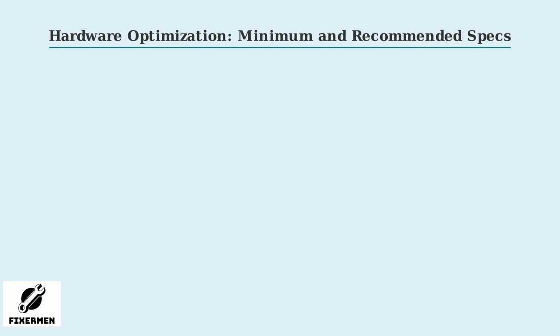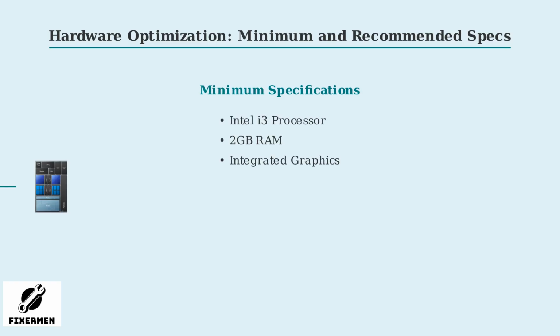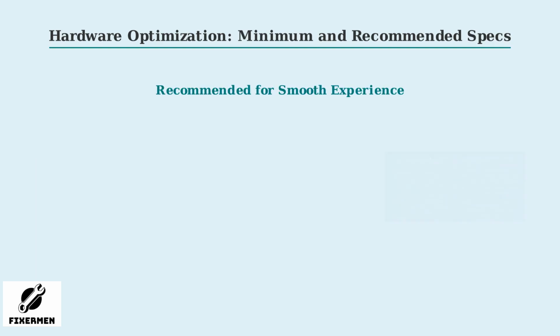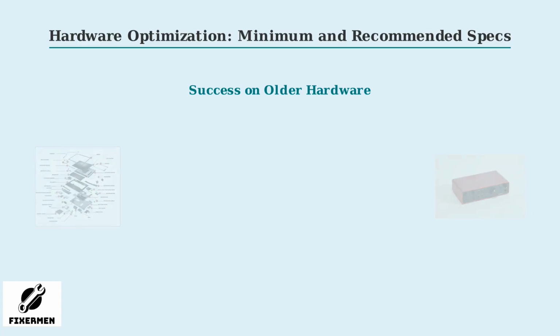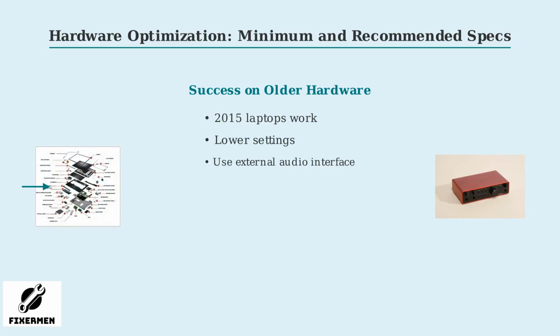Bongo Cat is designed to be lightweight and accessible, but your hardware still plays a crucial role in achieving smooth performance. The minimum hardware requirements are quite modest. You'll need at least an Intel i3 processor, 2 GB of RAM, and integrated graphics to run the game. For a smoother experience, especially on complex songs with high note density, consider upgrading to an overclocked CPU or a dedicated graphics card. Many players have achieved good performance even on older laptops from 2015 by lowering graphics settings and using external audio interfaces to reduce latency.